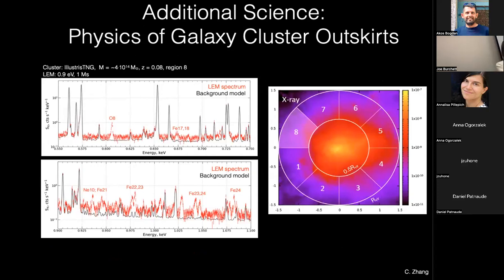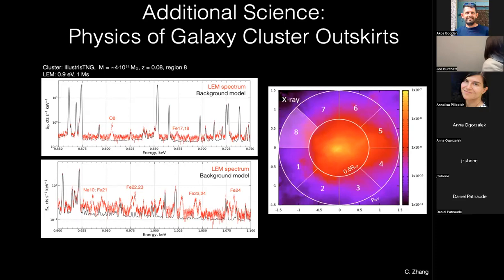We have a lot of misinformation about cluster outskirts, and these are basically regions between large scale structure, between the IGM and the central regions of clusters that have been studied pretty well with Chandra and XMM. So there is a huge space to discover. If we take the same simulations, we can approximately estimate what we can do. I show here a simulated spectrum from this particular region between half of the virial radius and the virial radius itself.